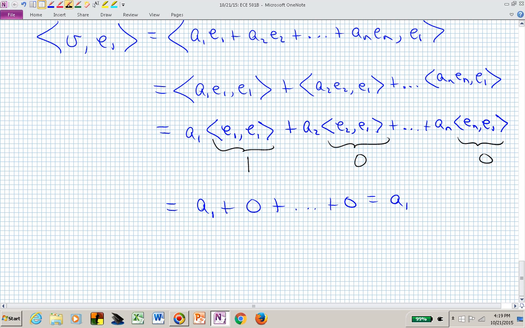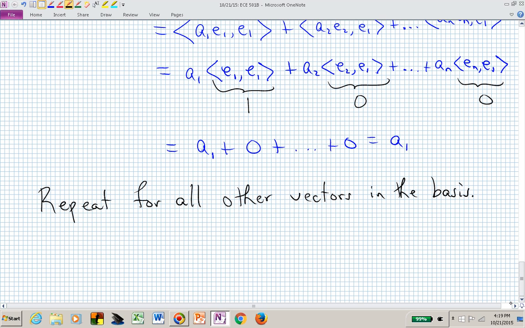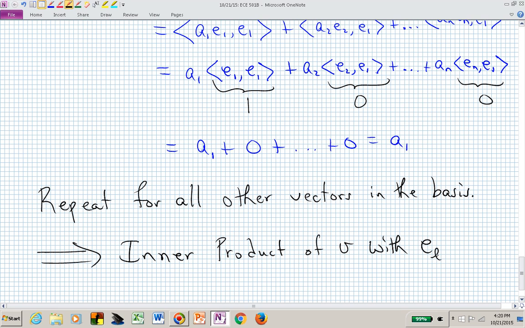You could now continue to do this. We won't. We'll just say repeat. But I think you see what you could do. You could do this for all n of those orthonormal basis vectors. Repeat for all other vectors in the basis, which really shows that the inner product of V with E sub L returns what?